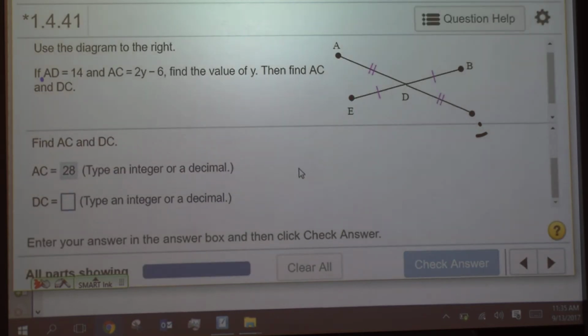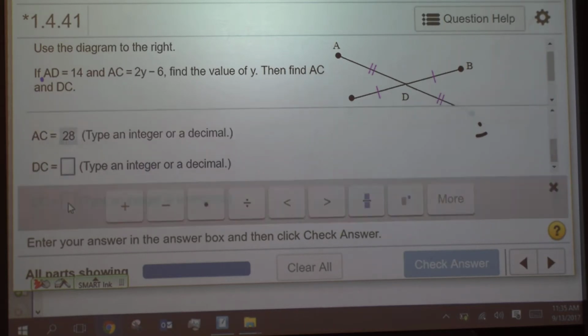And that's the last part. Okay. Did I read that? No, so they're asking DC now, right? So DC is 14. That's a lot of stuff here.